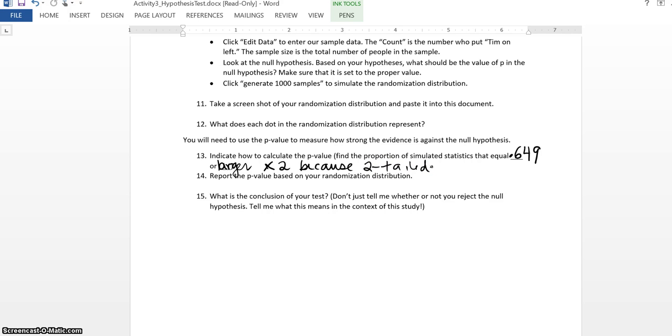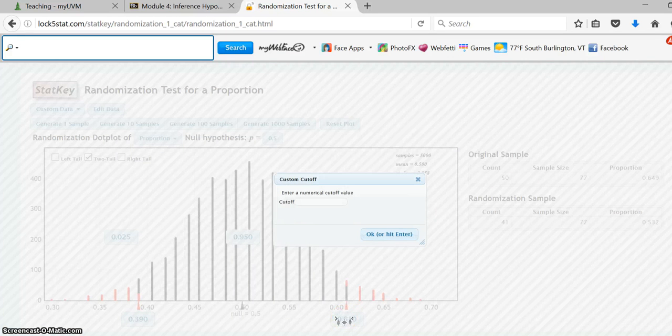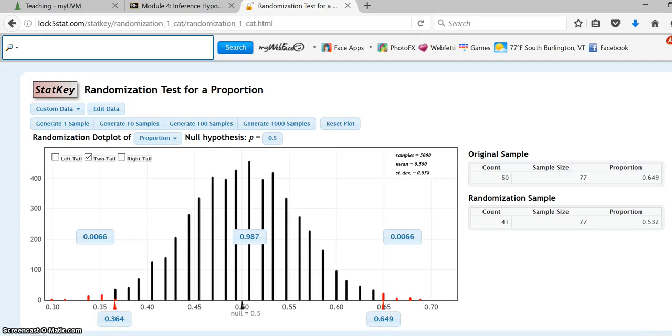And then we're going to multiply by 2 because it's a two-tailed test. So to figure out the proportion of dots out there, I'm going to come back to StatKey. Since it's a two-tailed test, I'm going to click the two-tail option. I need to figure out the proportion of dots at my sample statistic or beyond. So I need to change this cutoff down here to my sample statistic, 0.649.